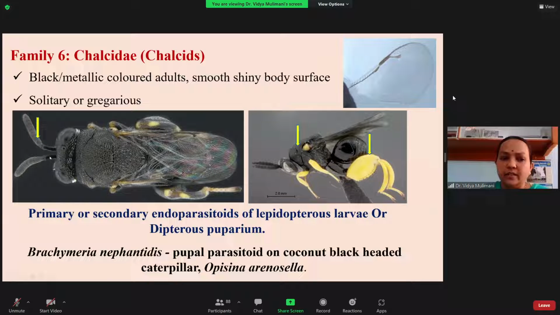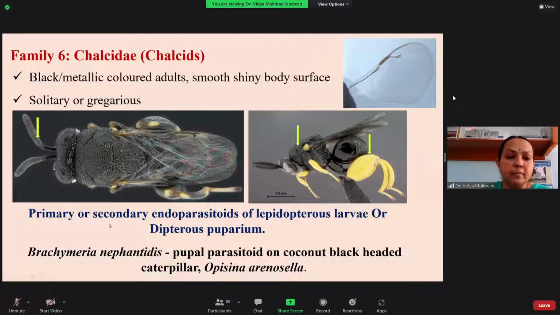Then what about the antenna? The antenna is a geniculate type. They are either solitary or gregarious parasitoids. The example I'm giving you is Brachymeria nephantidis. It is important, and an example for the chalcids. It is a pupal parasitoid on the coconut black-headed caterpillar, Opisina arenosella, and it may be attacking the larvae also.